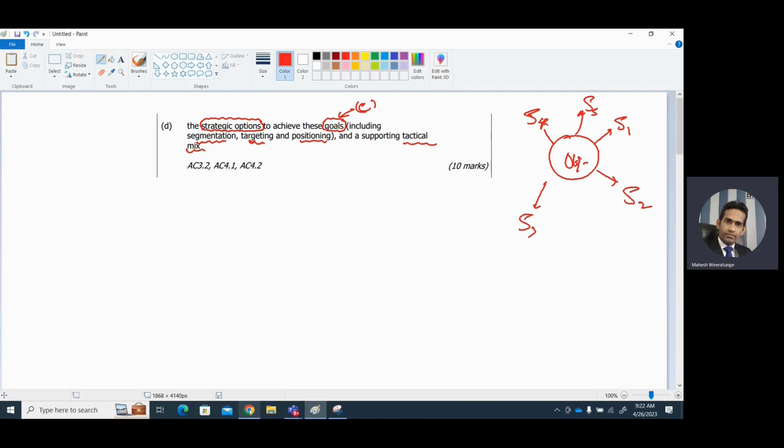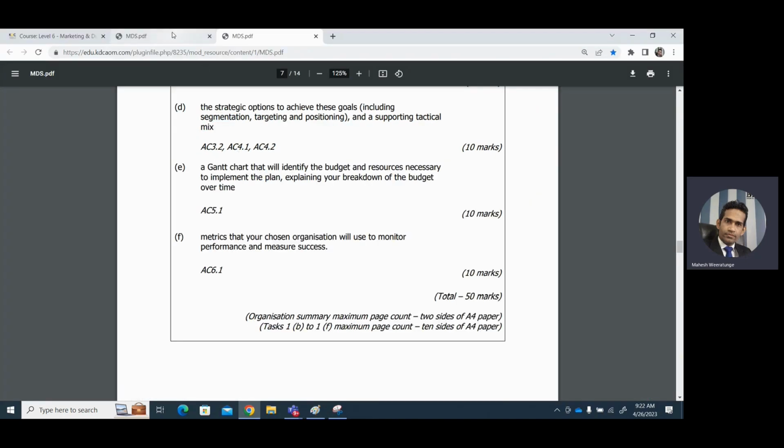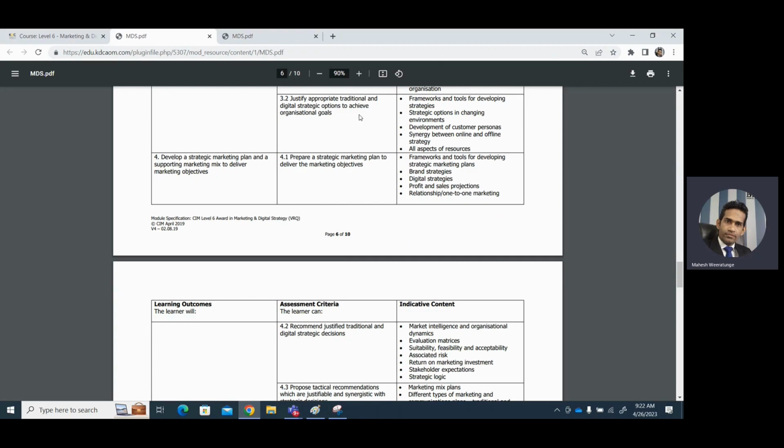And at the same time, you need to look at the learning outcomes and the assessment criteria also. The question is based on these 3 assessment criteria, 3.2, 4.1, 4.2. So your answer should cover the areas covered under assessment criteria 3.2, 4.1, 4.2, and the indicative content which is mentioned over there.